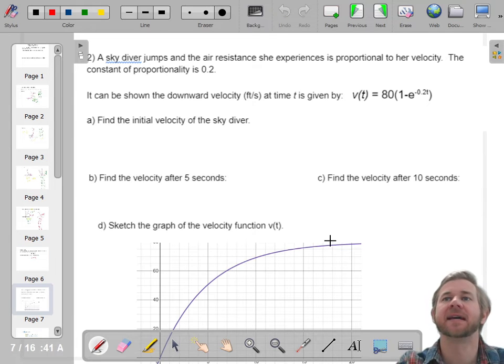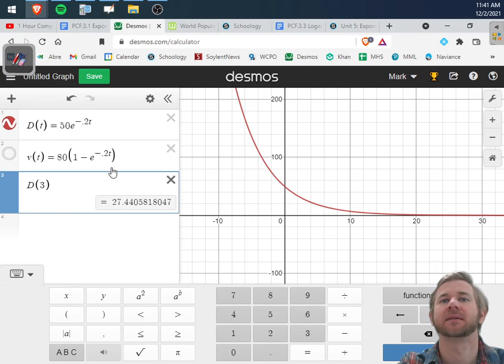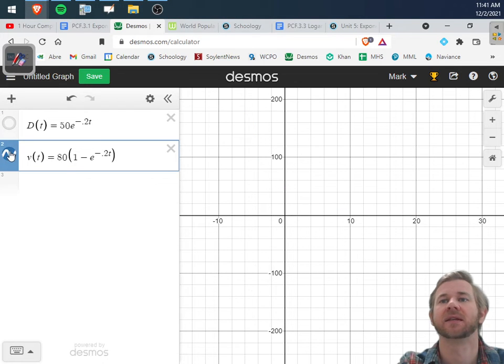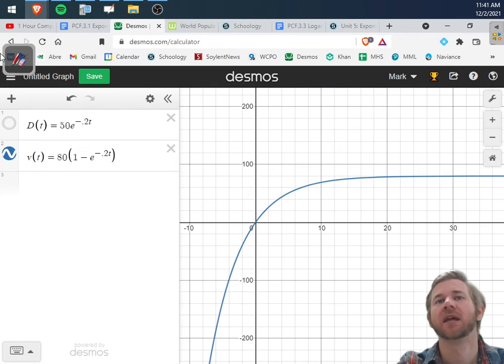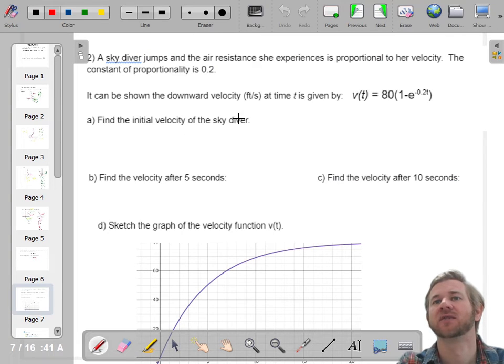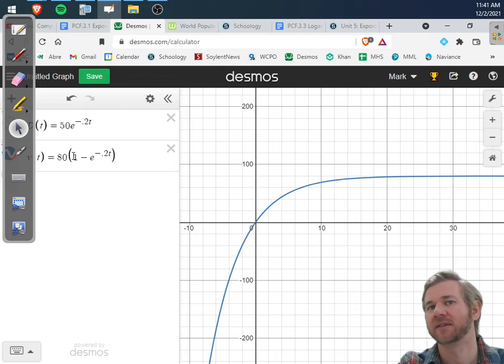The other question is a skydiving problem. So here's your equation, and I will graph that. And it looks like this. And you're like, oh, cool. And the first question is, what is the initial velocity? Now, it's tempting to say 80, but you have to be careful in this problem. It's a slightly different function.